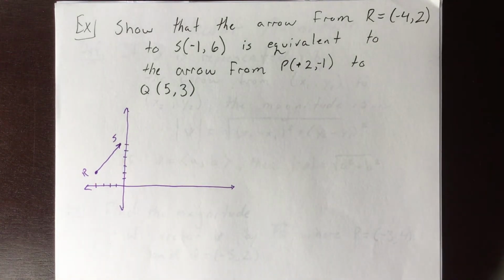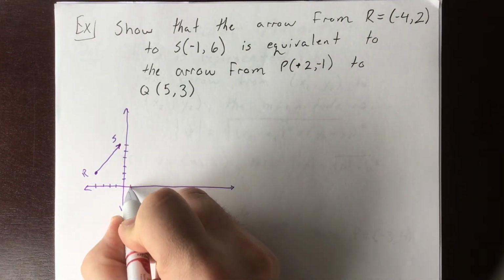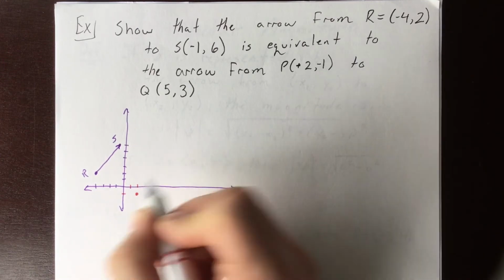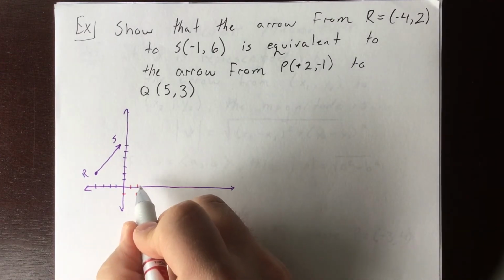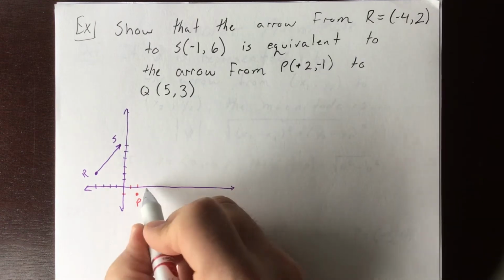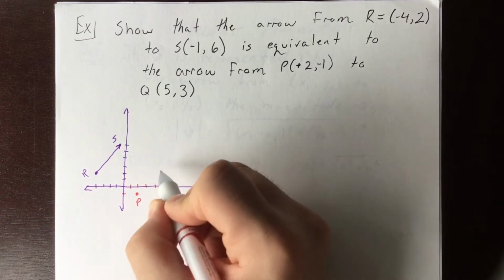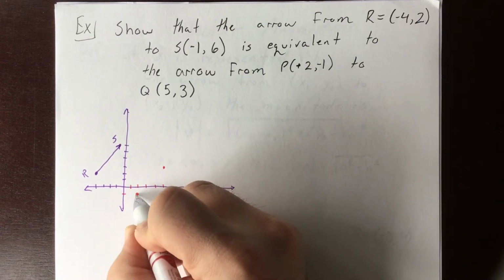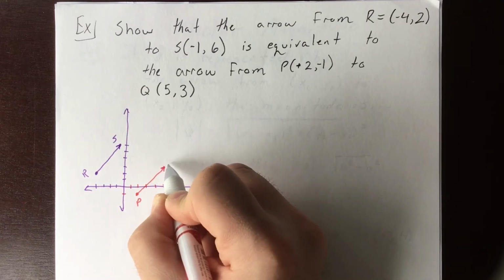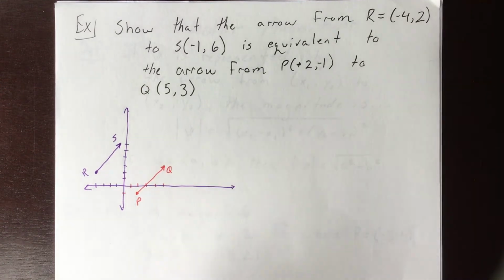And then let's imagine we have positive 2, negative 1. Okay, that would be P. And then positive 5, positive 3. Okay, and this would be Q. So we desire to show that these two vectors are equivalent.